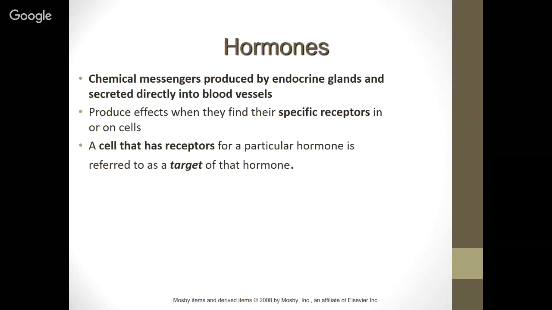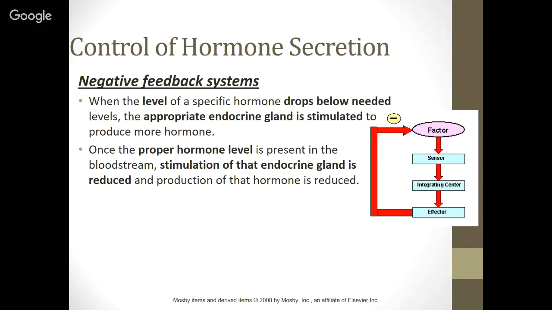So there's very few organs that we actually have to think about when we think about the endocrine system. There are a lot more hormones because the hormones work on a negative feedback system, and so you'll have one that will counteract the other in order to maintain homeostasis. Hormones are chemical messengers produced by these endocrine glands and secreted directly into blood vessels. They produce effects when they find their specific receptors in or on cells. A cell that has receptors for a particular hormone is referred to as the target of that hormone.